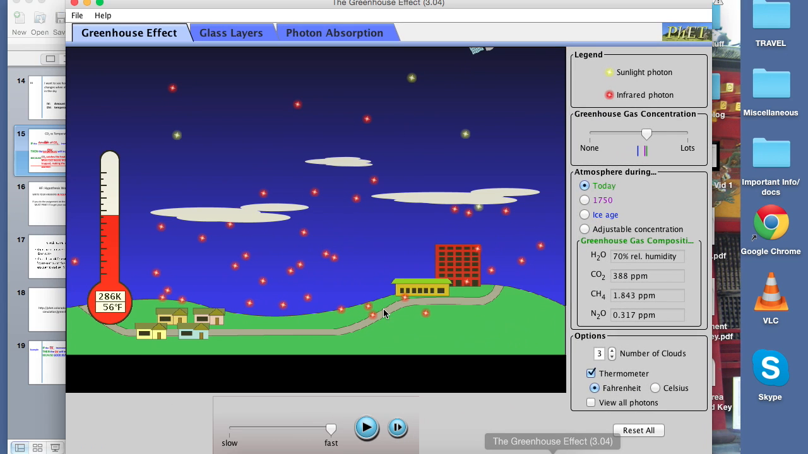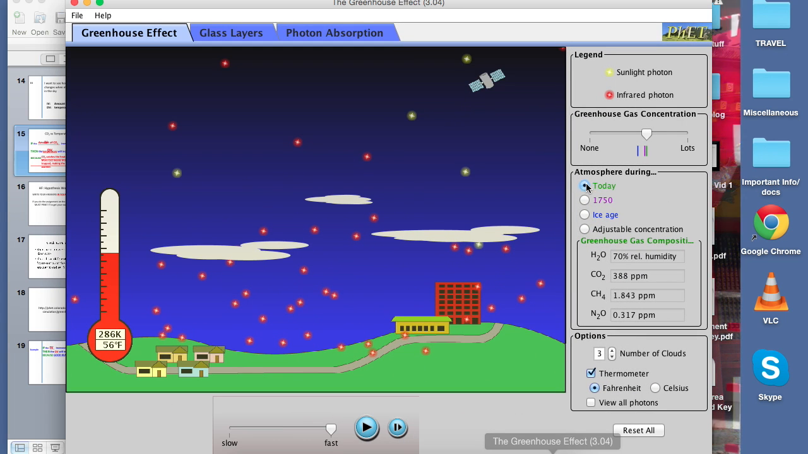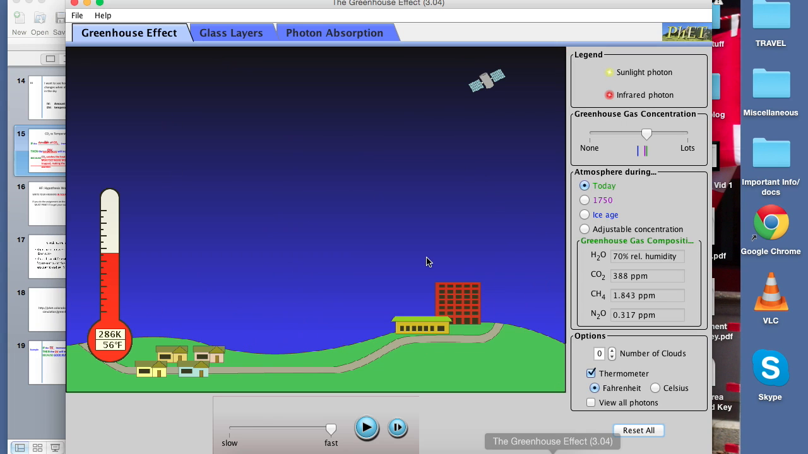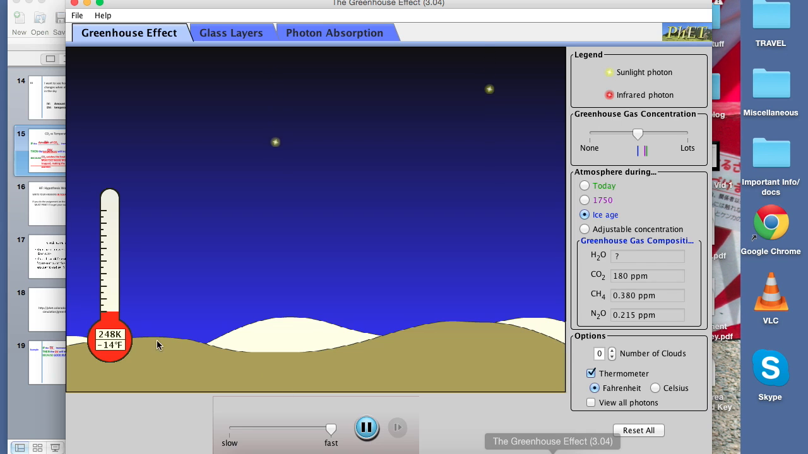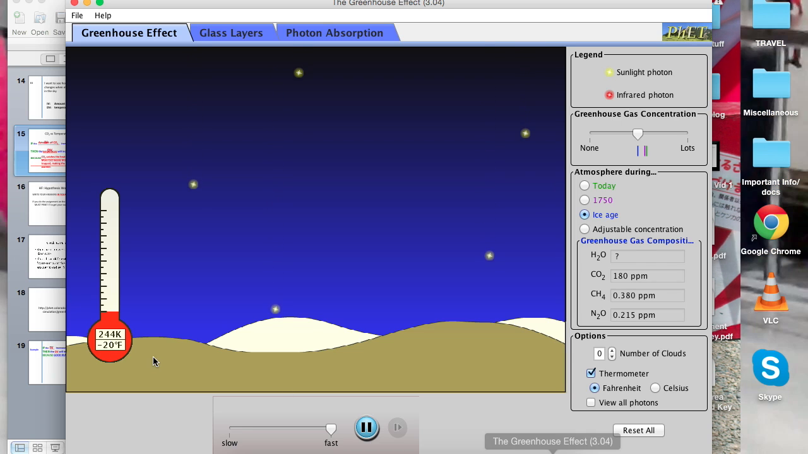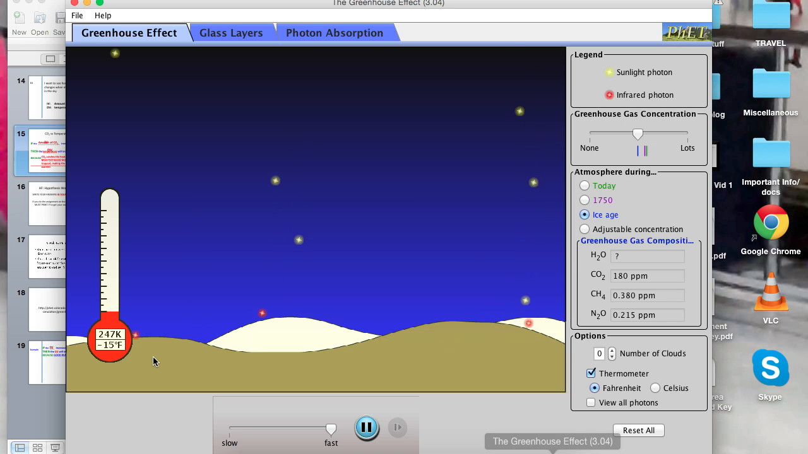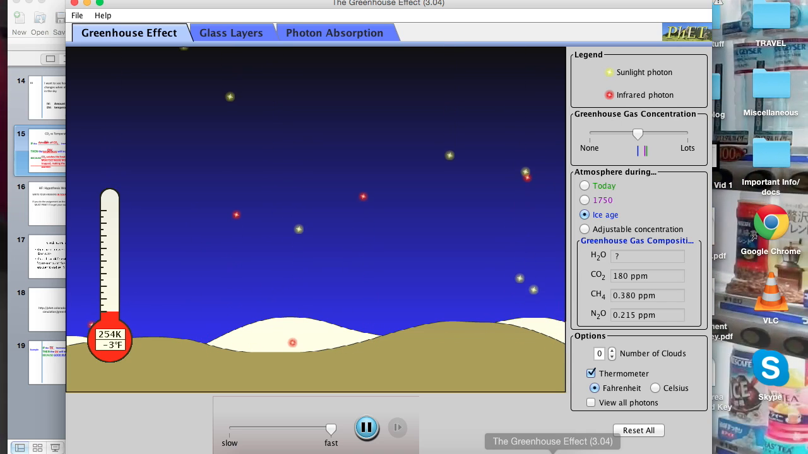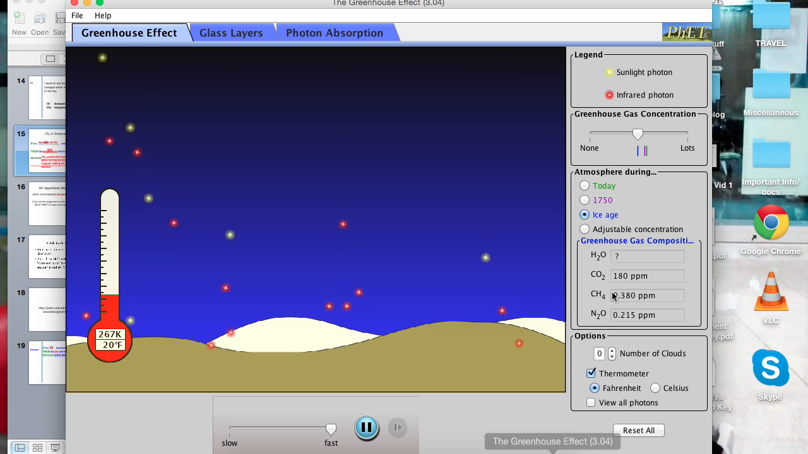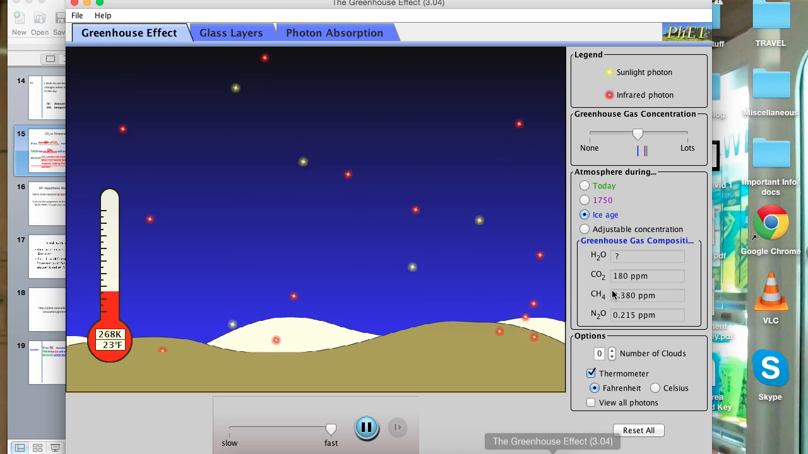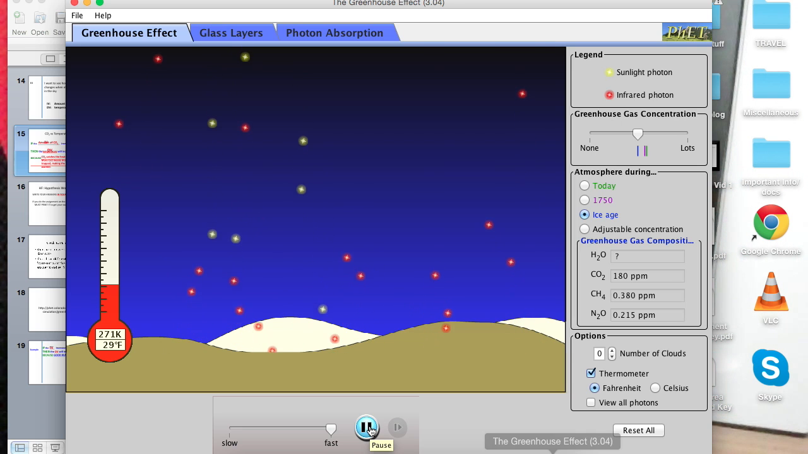So here is our little simulation here, and I'm going to go ahead and reset this. And let's go out here. So in the Ice Age, let's go ahead and let this run for a little bit to see where the Fahrenheit levels out for the temperature. And notice that the CO2 levels are 180 parts per million. And it looks like it's still climbing, still adjusting, 23, 24. Okay, so it's still climbing.